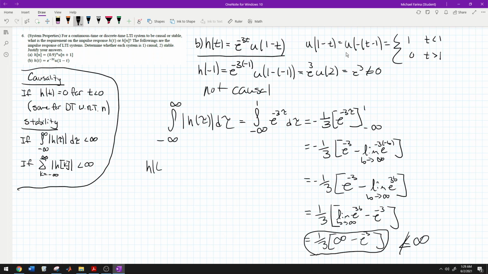So h of t equals e to the negative 3t u of 1 minus t is not causal, and it's not stable. Man, that's just poor handwriting right there. Stable.